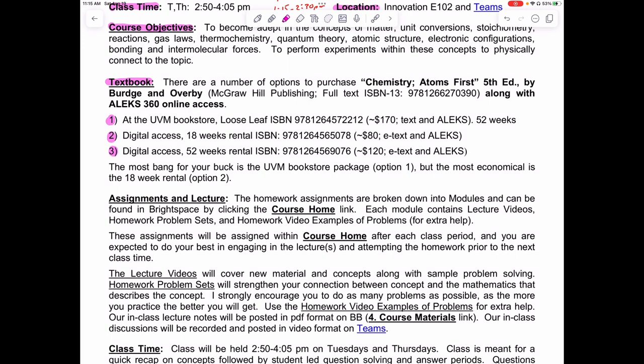But if you want to get really economical, then option two would be the most economical. And to be honest, option three is really a nice one, too. You should have the full e-text, plus you have an extended time frame of Alex. The course here for Gen Chem is two semesters. So we have Gen Chem 1 this semester, Gen Chem 2 next semester.